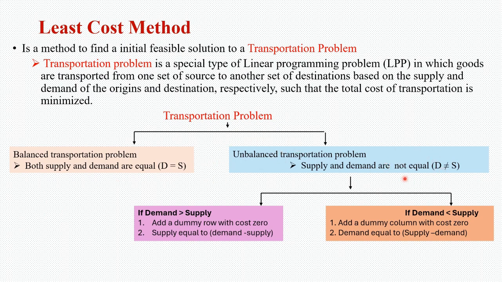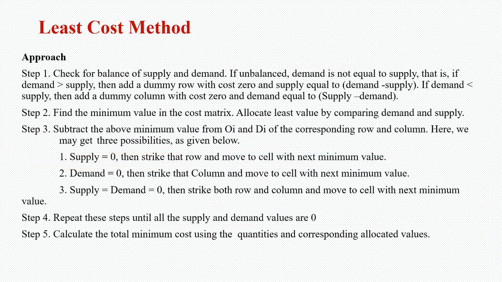In this case, it has been converted into balance format by adding a dummy column or row. If demand is more than supply, then add a dummy row with cost 0 and supply equal to demand minus supply. If demand is less than supply, then add a dummy column with cost 0 and demand equal to supply minus demand. Approach. Step 1.